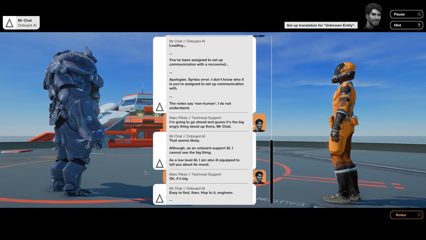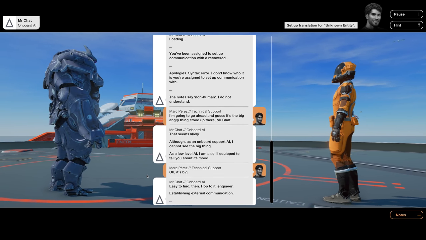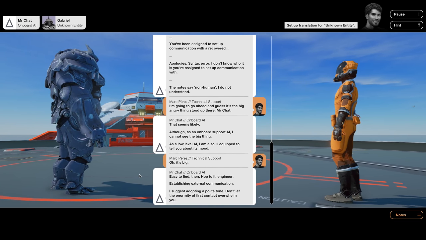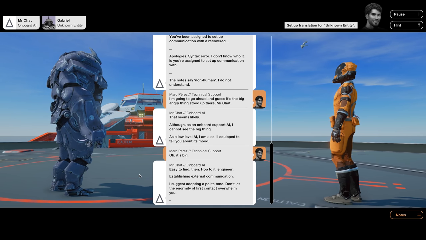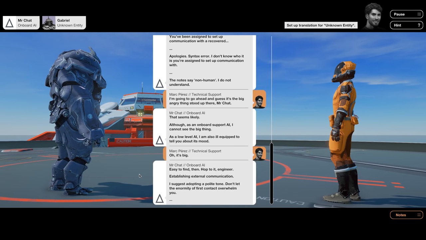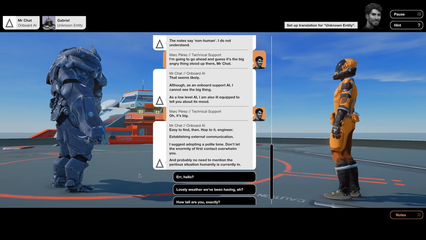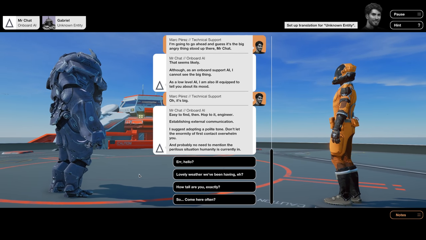Easy to find, then. Hop to it, engineer. Establishing external communication. I suggest adopting a polite tone. Don't let the enormity of first contact overwhelm you. And probably no need to mention the perilous situation humanity is currently in.